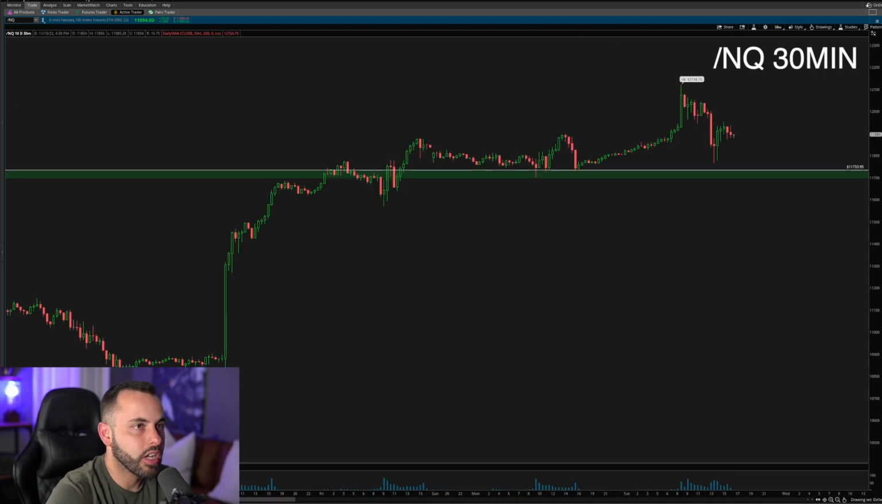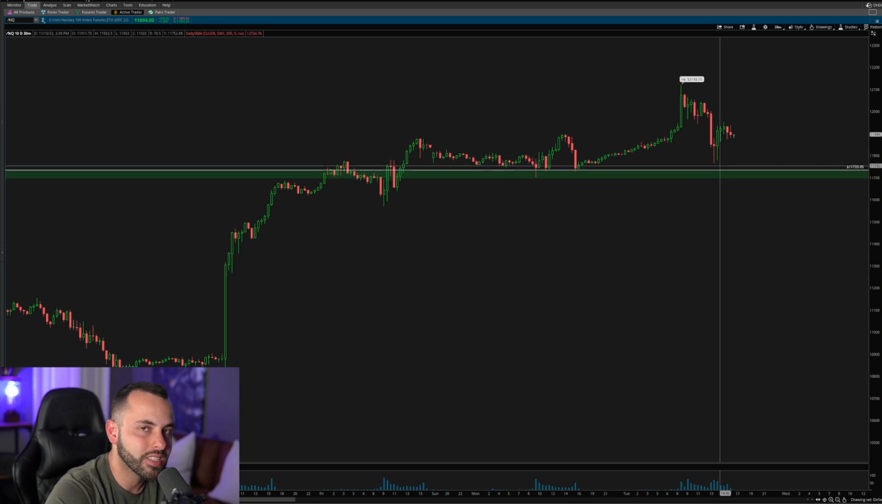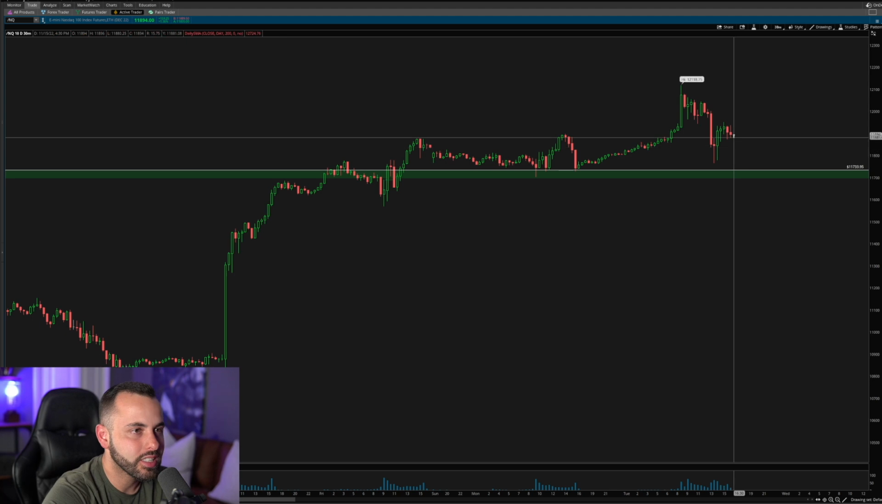Now, if we look at this chart on the 30-minute, we can clearly see where this level lies, right? We can clearly see that line in the sand. We've seen it find support here. We see it found support yesterday on Monday, and we saw it find support once again today. So you can clearly see that line in the sand.